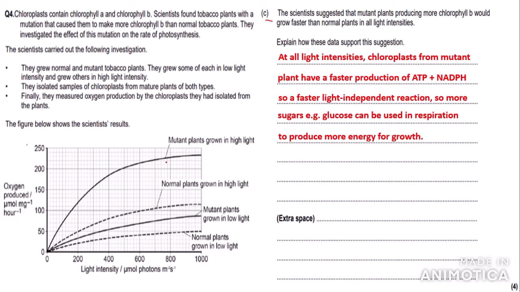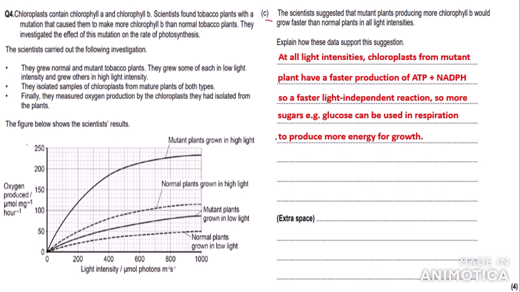I've written, at all light intensities, so at high and low light, chloroplasts in mutant plants have a faster production of ATP and NADPH. You need to refer to the products in your answer as the question is referring to growth. As you can see, they have a faster rate of production of these molecules, as the gradients in the mutant plants are higher than that for the normal plants.